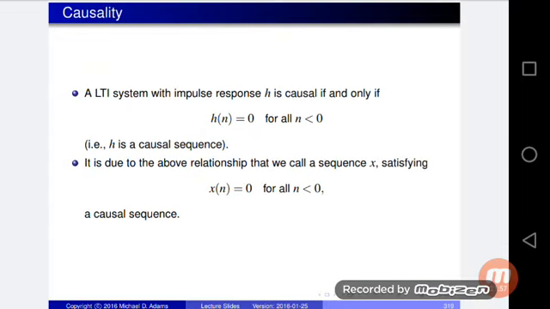Next one is causality. An LTI system with impulse response h is causal if and only if h of n equals 0 for all n less than 0. Due to this relationship, we call a sequence x satisfying x of n equals 0 for all n less than 0 a causal sequence.